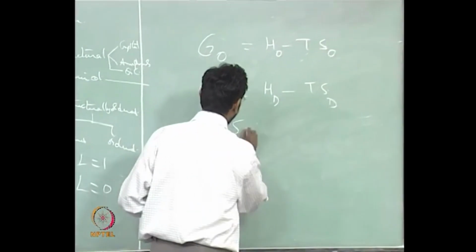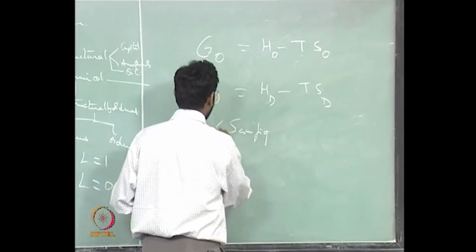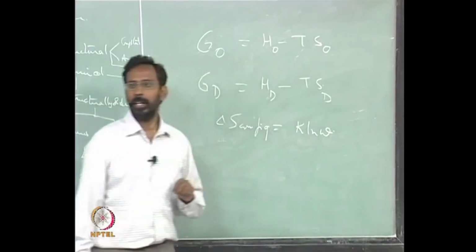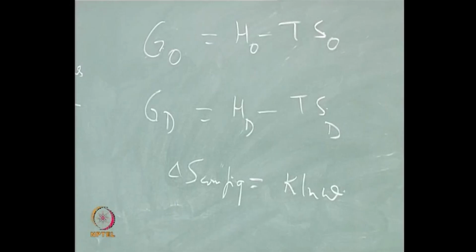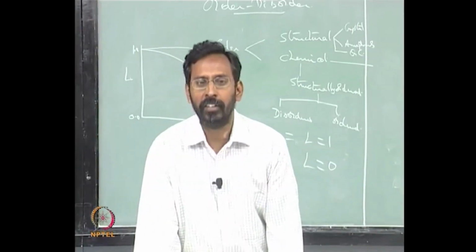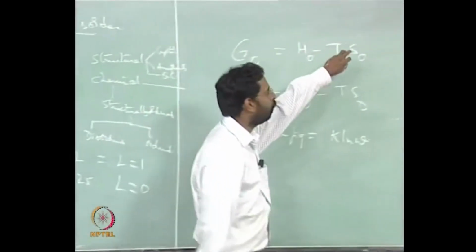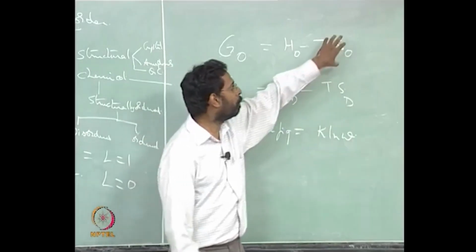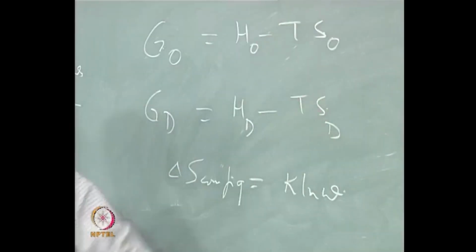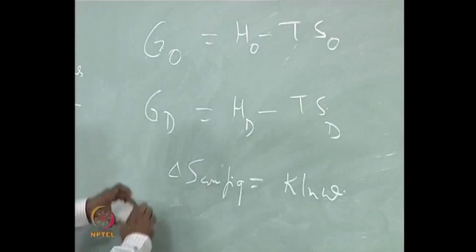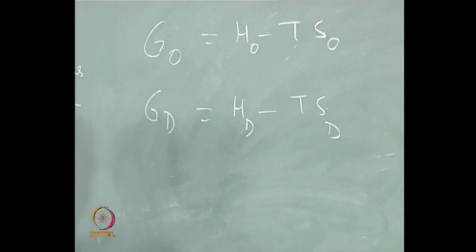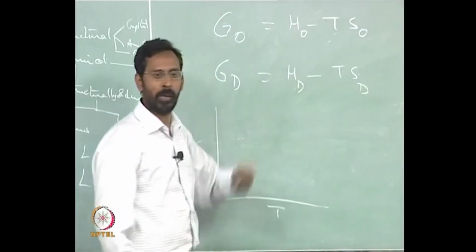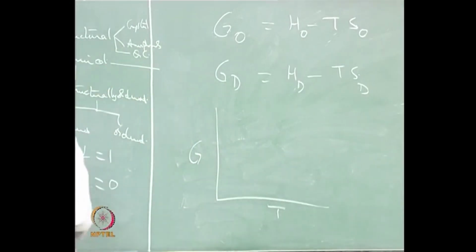What is S config? Delta S config is k ln W, where W is the number of ways of arranging atoms. If the number of ways of arranging atoms is 1, then that is 0. So the configurational entropy is going to be 0. So in principle this particular term is going to be much smaller when compared to this term here. So as a result, if I now plot G versus T and also look at this too, H of ordered and H of disordered.